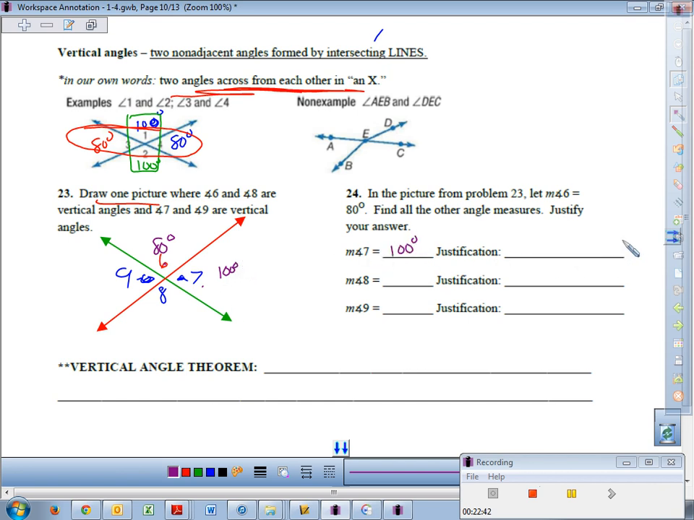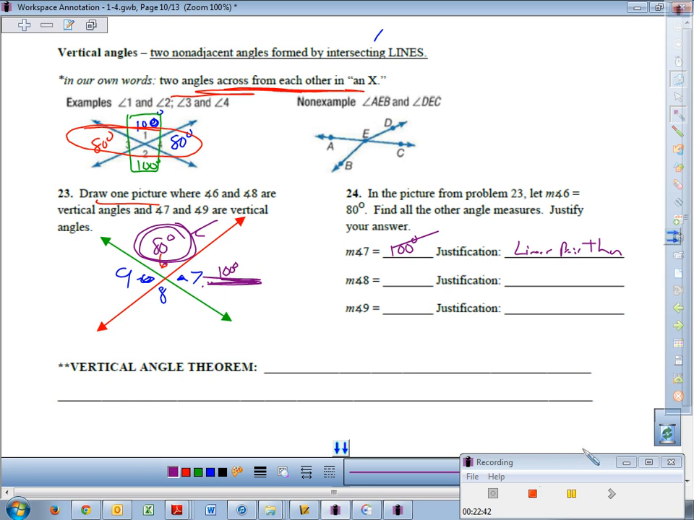Justification. How did we know that this was 100 degrees after they gave us the fact that that was 80 degrees? Linear pair theorem. You got to ask yourself, well, what kind of angles were 6 and 7? Weren't those the two that we dealt with? We started with 6, then we talked about 7. Fill out the rest of these blanks with PAL. We've already done them out loud. See how well you can do with them.